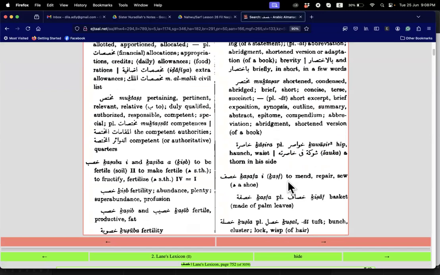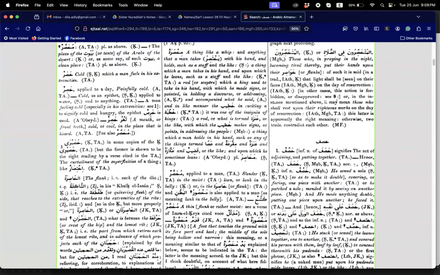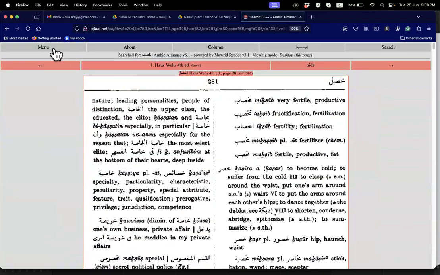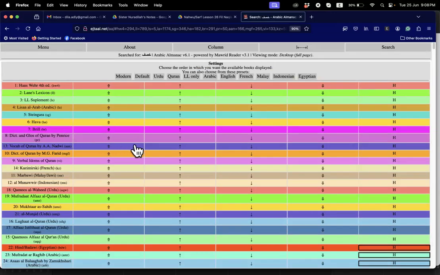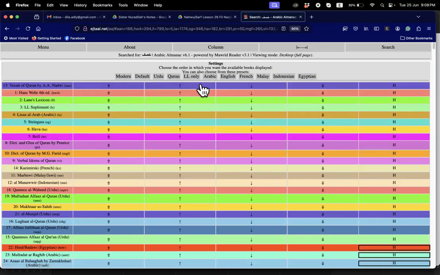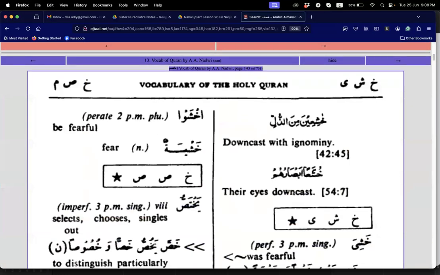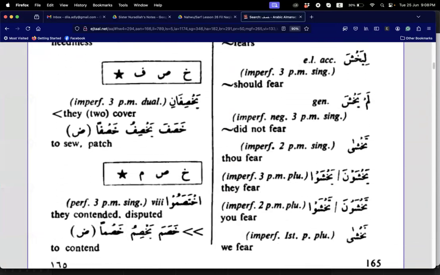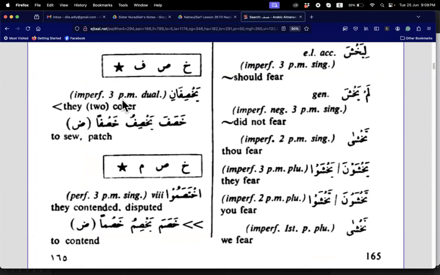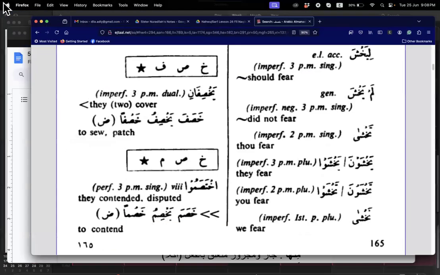I think this is a modern word. Oh no, where's my purple one? Hold on, give me a second. Here, khasafa: to cover. In modern usage, like to sew, to patch. When you sew and patch, you cover up a hole. So yes, it's to cover.